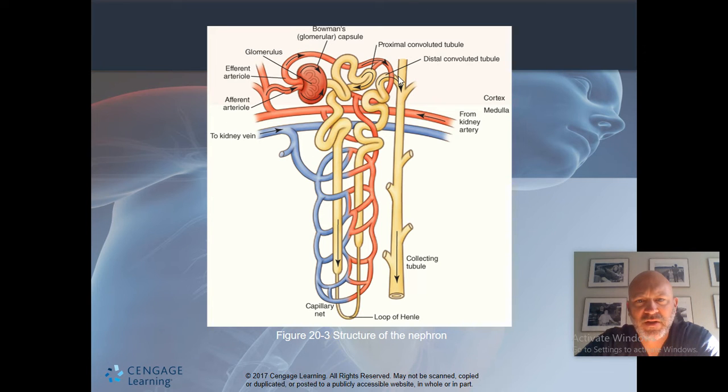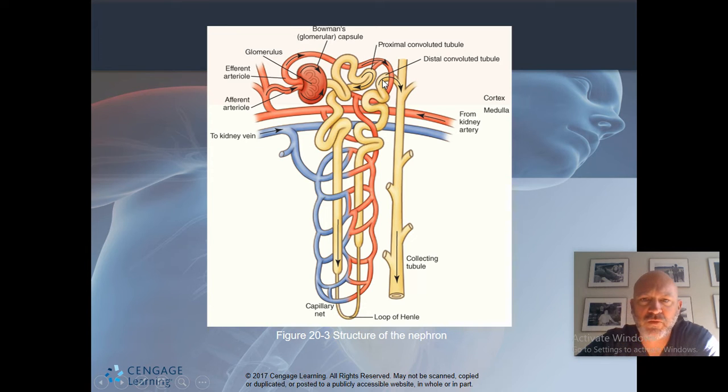All right, so then the filtrate, which will be the urine in these tubes, will extend down into the medulla region of the kidney, all the way down through these tubes. This is called the loop of Henle. So this is the descending loop of Henle. And then it's going to turn and go back up through the ascending loop of Henle. And eventually it's going to enter into what's called the distal convoluted tubules.